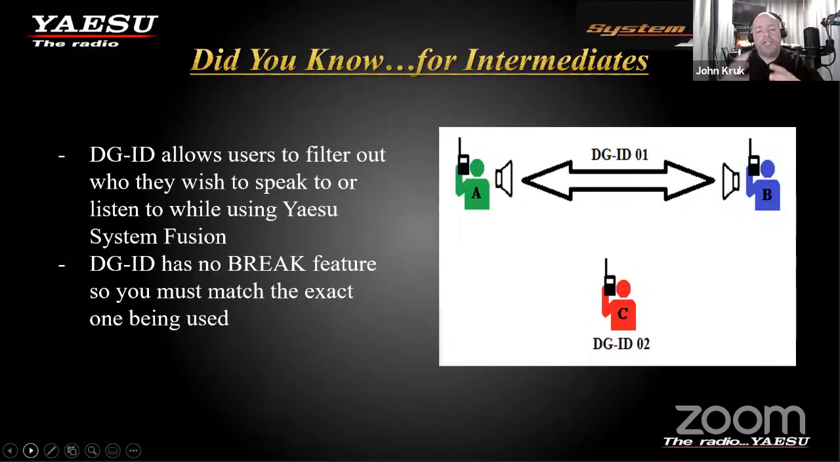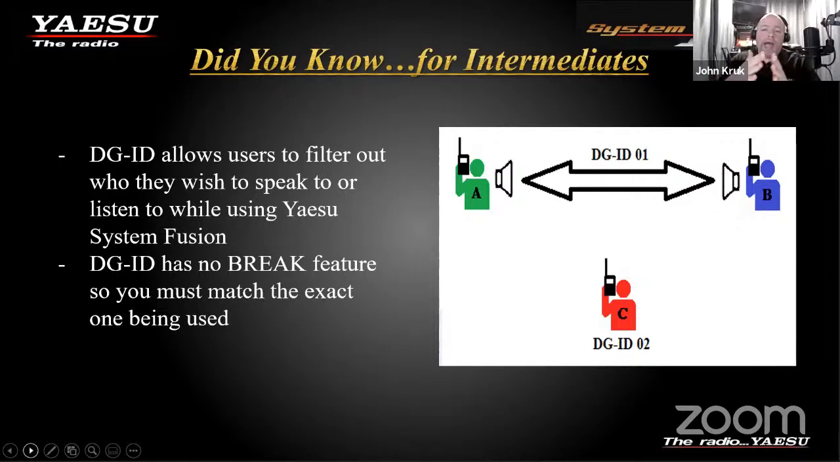All right, so what is DGID, like I said? As our example here, we have user A and user B, the guy in the red and the guy in the blue. They're talking to one another, and they're using DGID 1. So A and B are only going to hear each other because they're both transmitting and receiving DGID 1. Now we have user C, the person in the red, and they're using DGID 2. C is not going to hear A and B because A and B are using 1 and user C is on 2. And if C tries to talk, A and B will not hear them because they're using 2 and A and B are using 1.